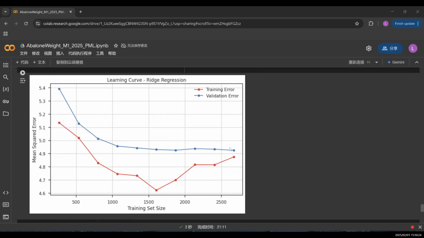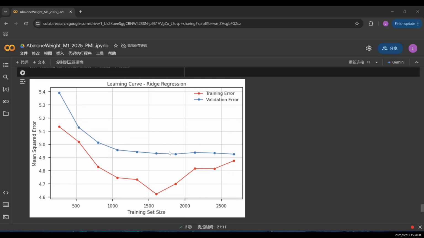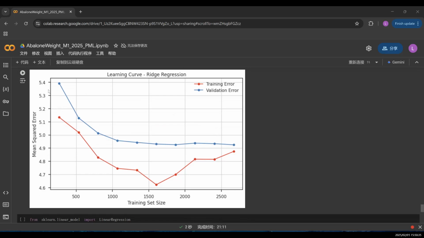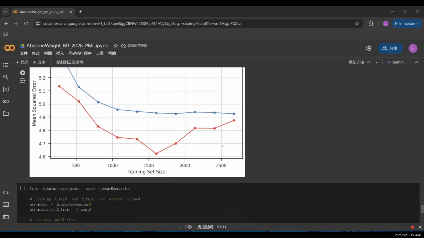The gap between the training and validation error is actually very small, meaning that the model is not significantly overfitting. Based on the observed learning curve, the ridge regression model is well fitted because the gap between the training error and the validation error is very, very small.